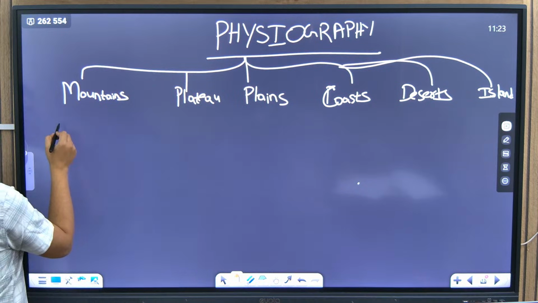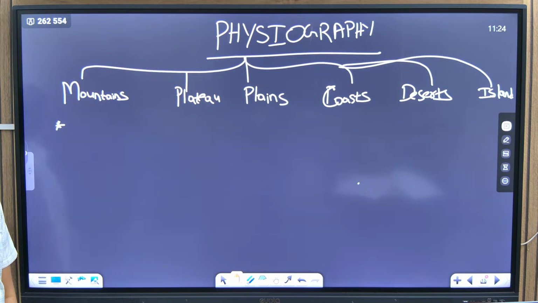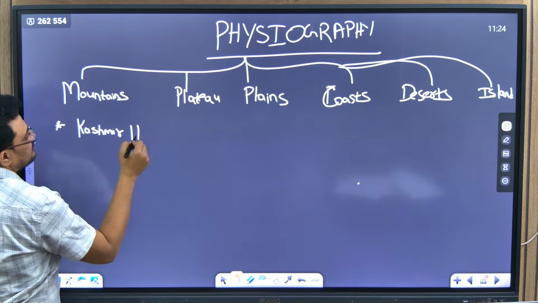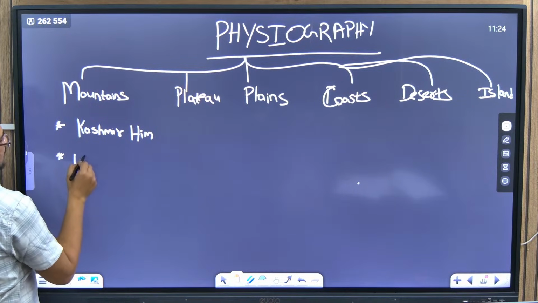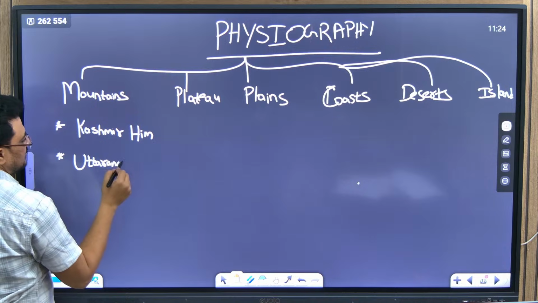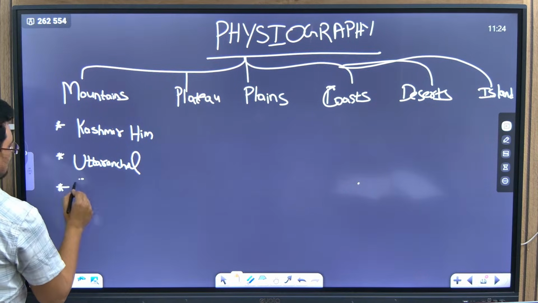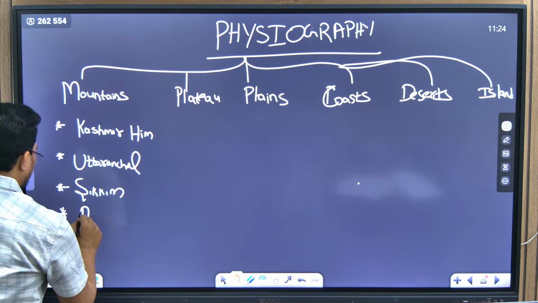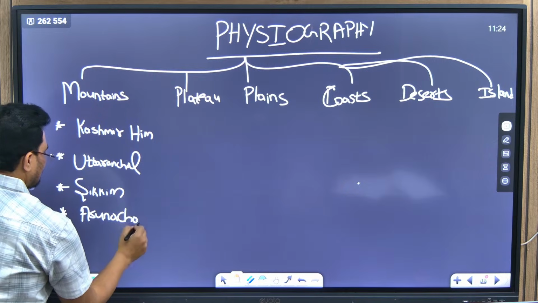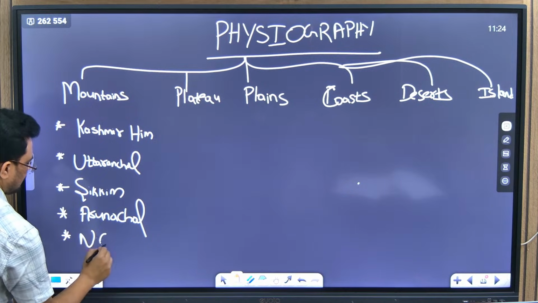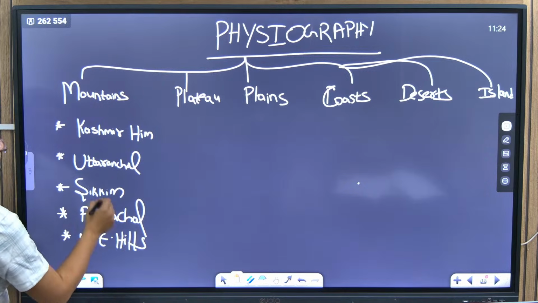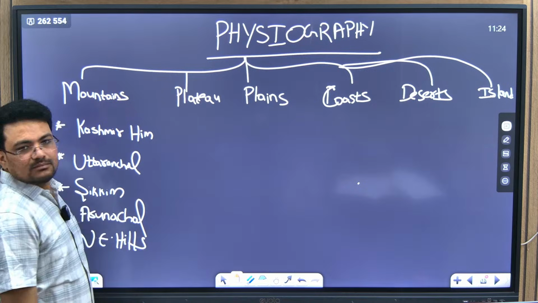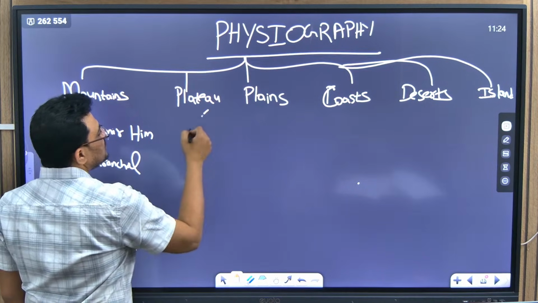Here in the mountains, these are again divided into 5: Kashmir Himalayas, Uttaranchal, Sikkim, Arunachal, and Northeast Hills. Actually, this part occupies a lot of your book, only this. Now, the plateau region includes 3 things.